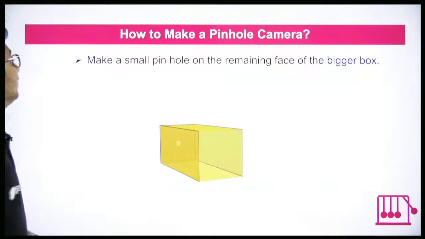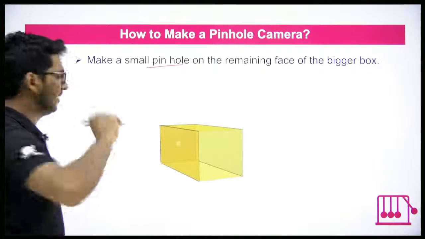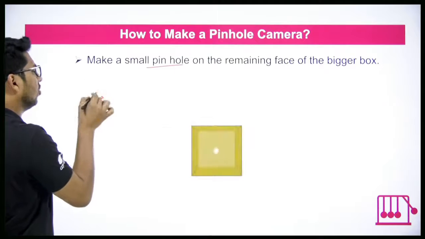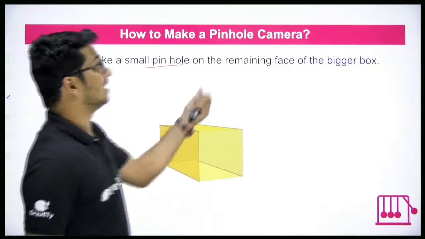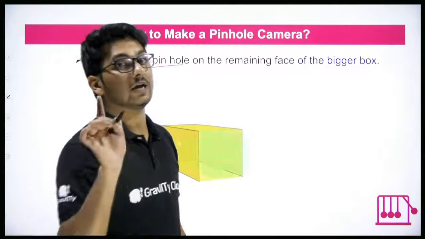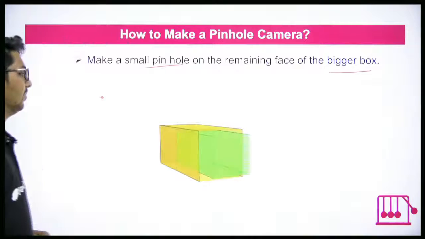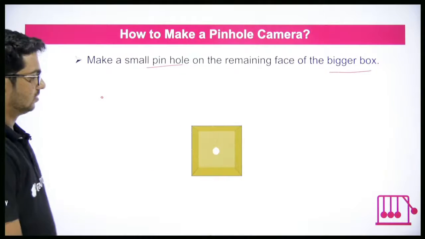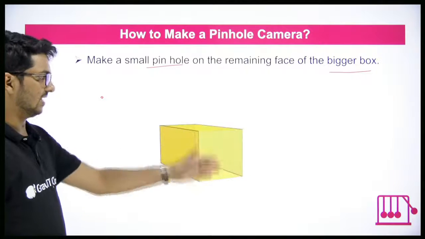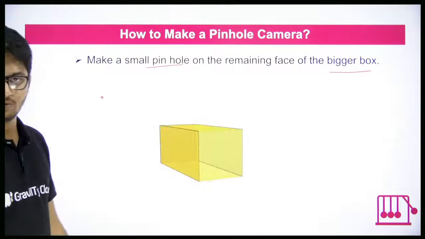Then the next step will be, make a small pinhole. Very small. Take a safety pin and just make a very small hole on the remaining face of the bigger box. Now, which box are we talking about? The bigger box, which is the brown colored box. So look at this animation again. See, at one side it is open. At the other side where it is closed, we make a small hole.